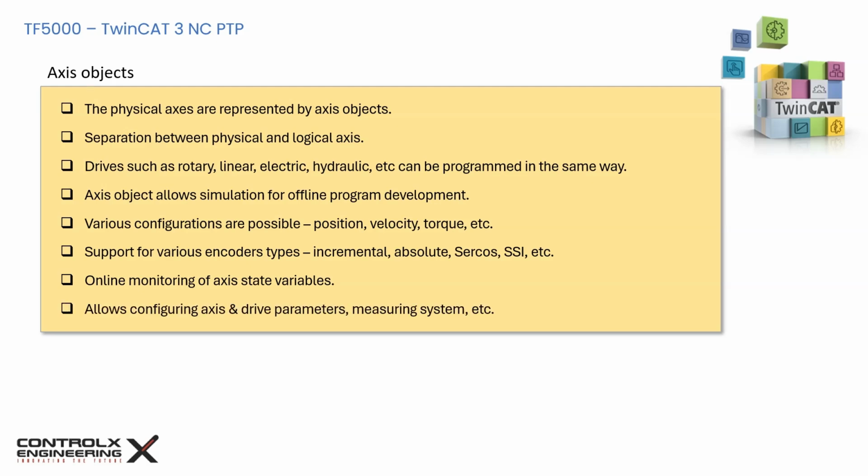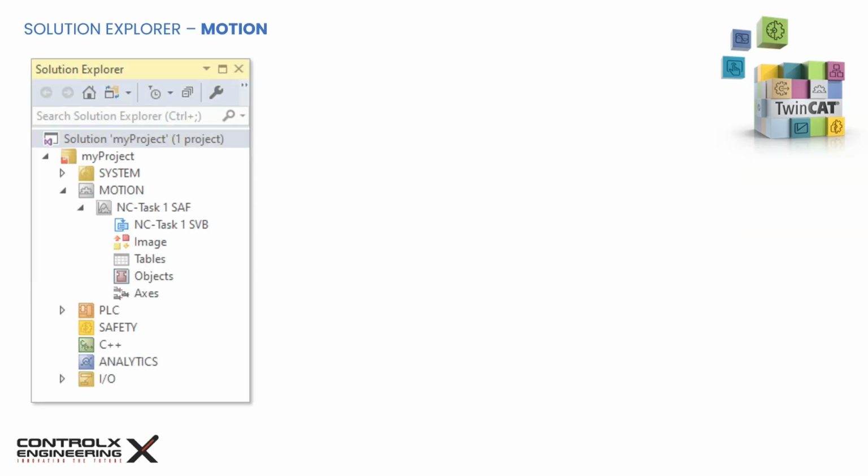Configuration of all axis parameters, such as measuring system, drive parameters, and position controller. Back to TwinCAT, let's open up the Solution Explorer and navigate to the Motion node. Let's go over its various components.